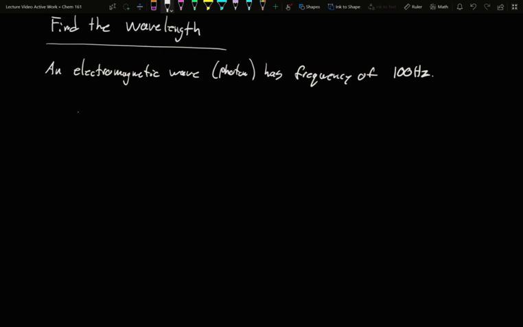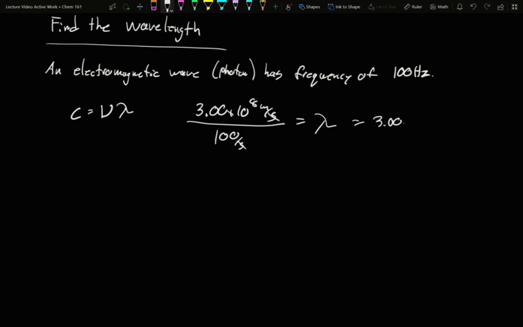If you're back, remember that speed of light equals frequency times the wavelength. And so if I know my frequency, 3.00 times 10 to the 8 meters per second for the speed of light divided by the frequency is going to equal our lambda. Divided by 100 per second. Per second will cancel out. This is divided by 100. My lambda is going to be 3.00 times 10 to the 6 meters, or 3 million meters.